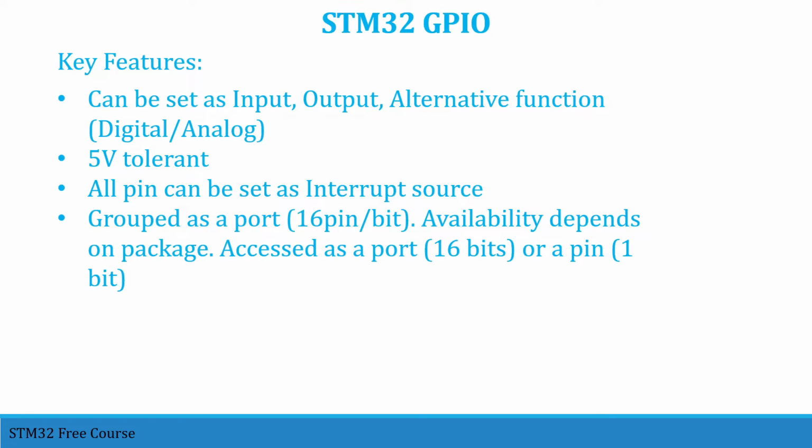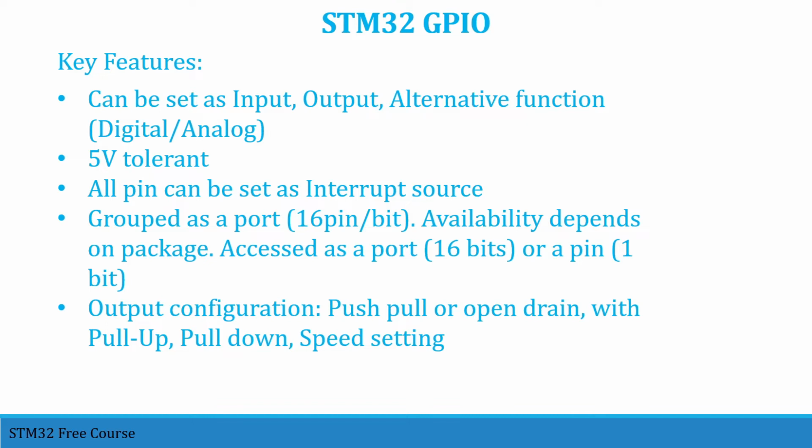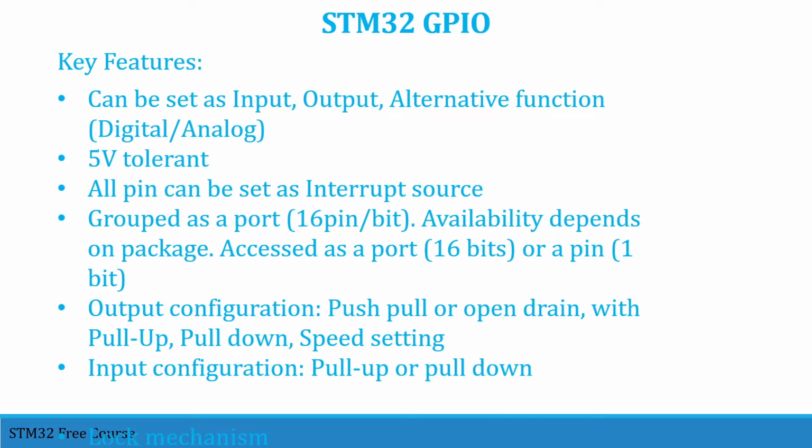The GPIO can be accessed as a port, 16 bits, or a pin, 1 bit. As output, it can be set as push-pull or open drain configuration, with pull-up or pull-down enabled or disabled. And speed configuration depends on how fast we will switch the GPIO on or off. When set as an input, it only has pull-up and pull-down configuration. There is also a lock mechanism, that will lock the configuration setting during runtime, preventing it from being changed by unwanted program.